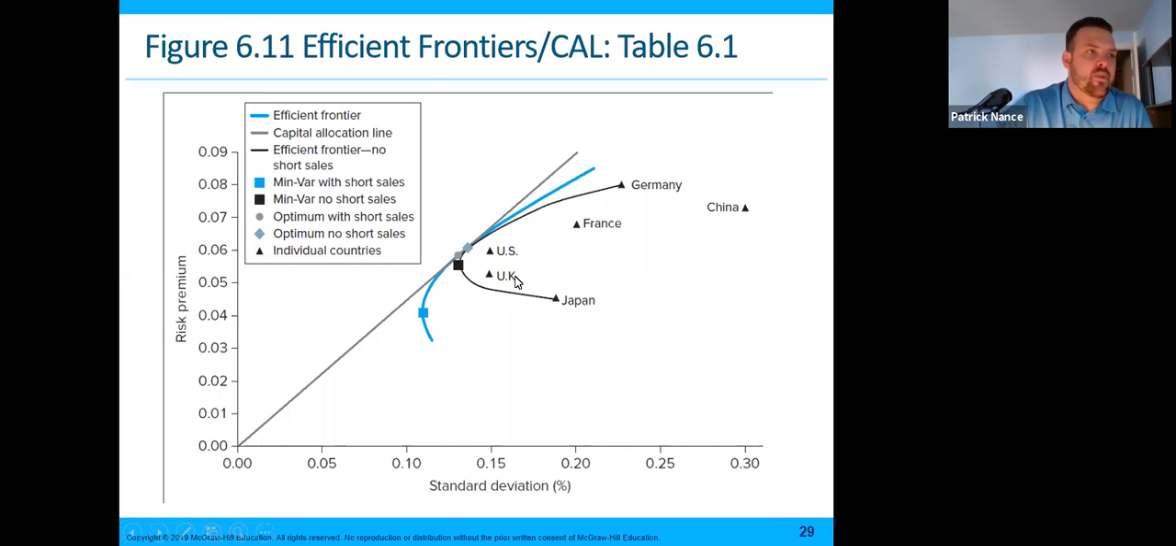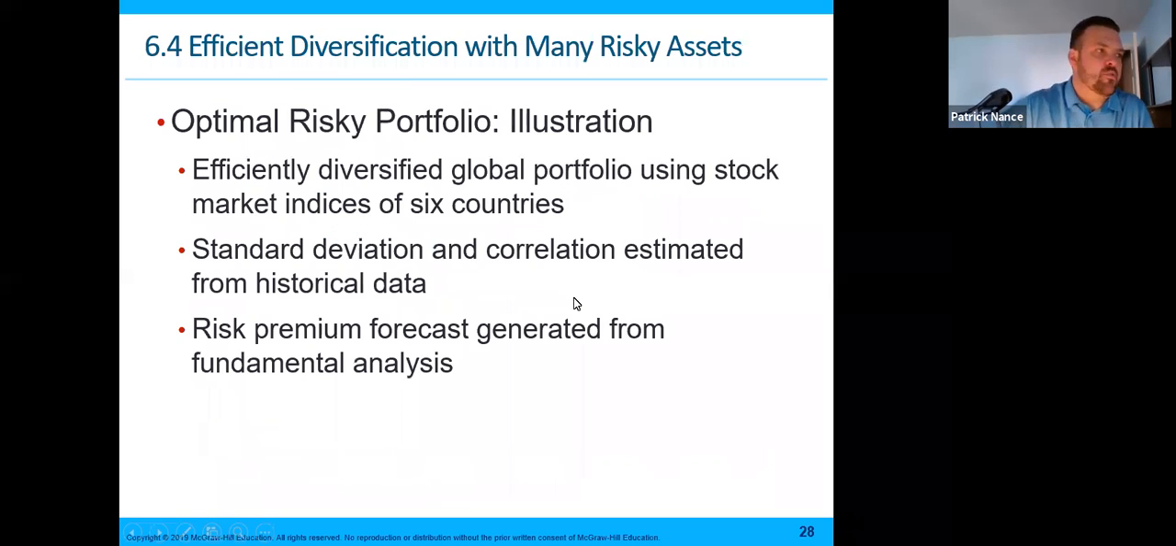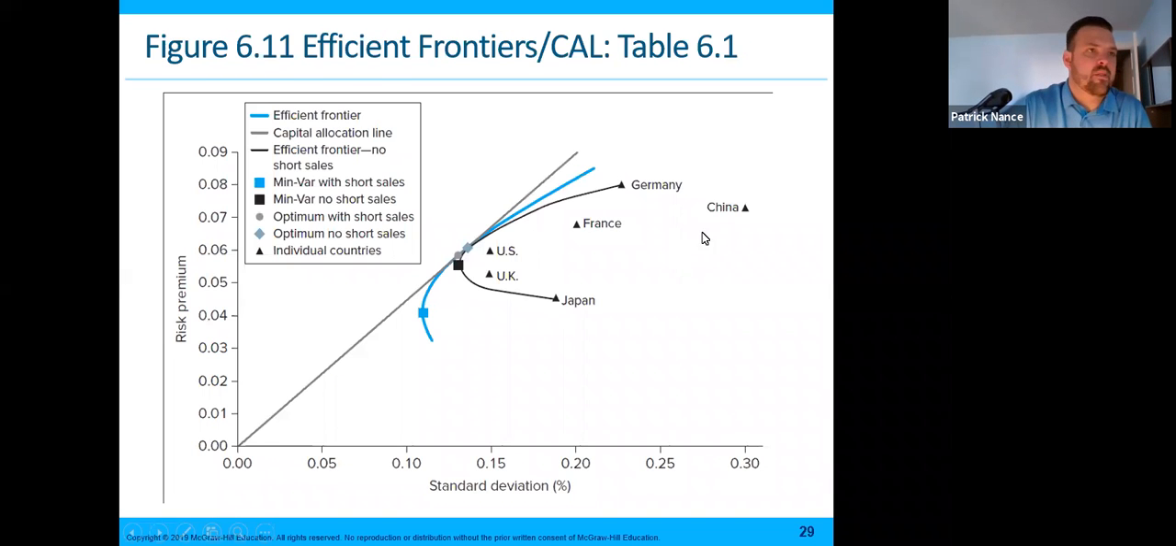This German, China, US, UK, France, those would be my individual countries. Since we're building this from indexes from countries, those would be the 6 countries that we see, 1, 2, 3, 4, 5, 6. Those would be the indices that we are investing in from each country. And then you can see the minimum and maximum variance with no short sales versus having short sales. Then right here in the middle is where it's optimal to have a short sale. And then you see your CAL, or capital allocation line, goes along right here.